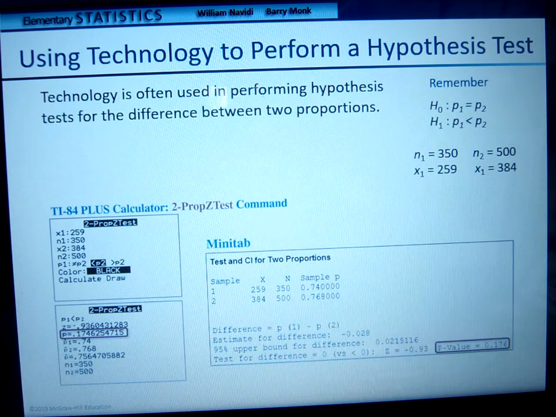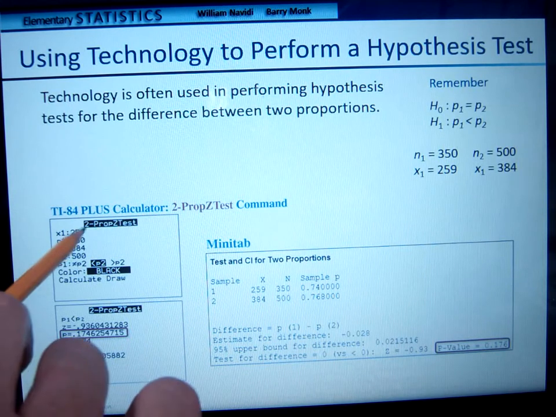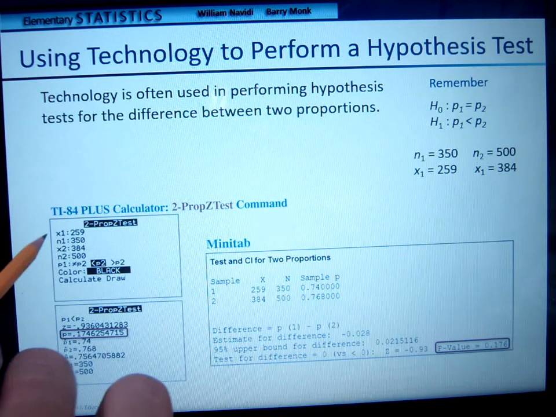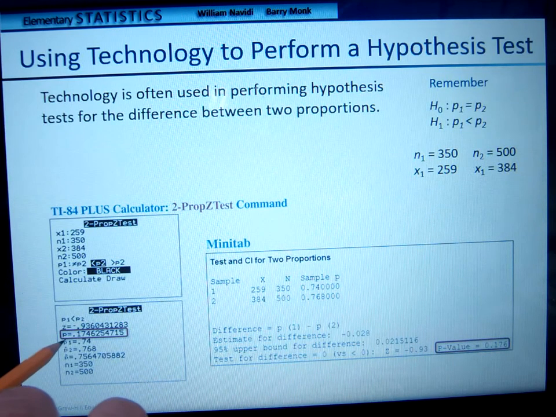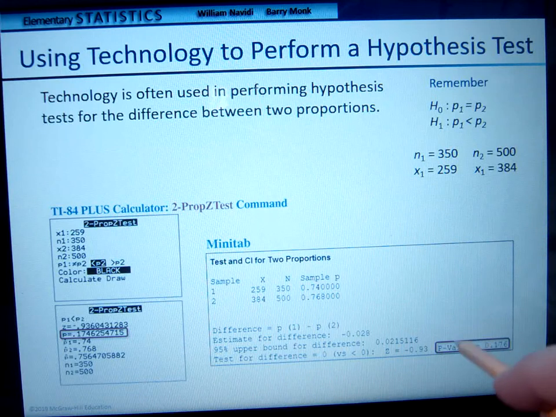We can do it using technology also. So you can look here to your 2-PropZTest, put in your values, and then you can get your p-value here. You can also do it with your Minitab.